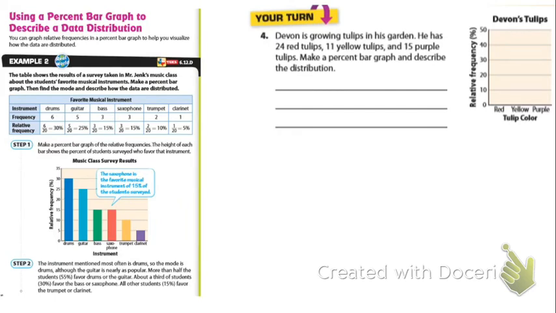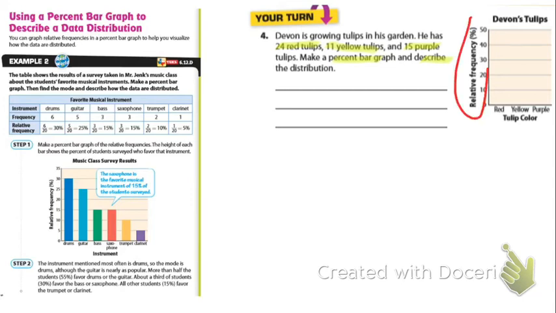All right, I'd like for you to go ahead and work on number 4. All right, ladies and gentlemen. So for number 4, they're telling us that Devin is growing tulips in his garden. He has 24 red tulips, 11 yellow tulips, and 15 purple tulips. Make a percent bar graph and describe the distribution.